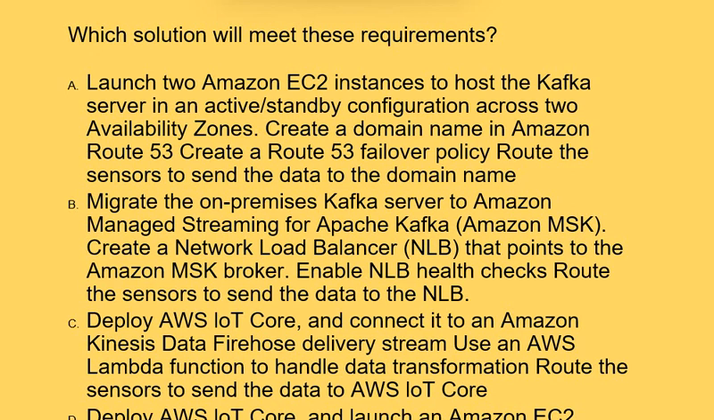Option C, deploy AWS IoT Core and connect it to an Amazon Kinesis Data Firehose delivery stream. Use an AWS Lambda function to handle data transformation. Route the sensors to send the data to AWS IoT Core.